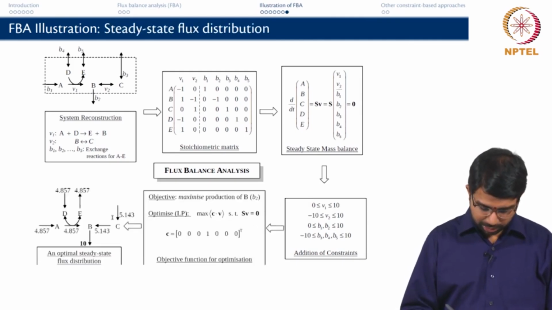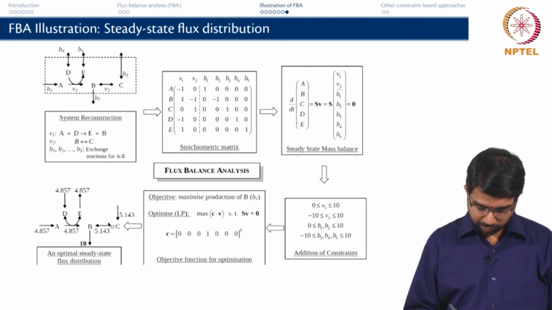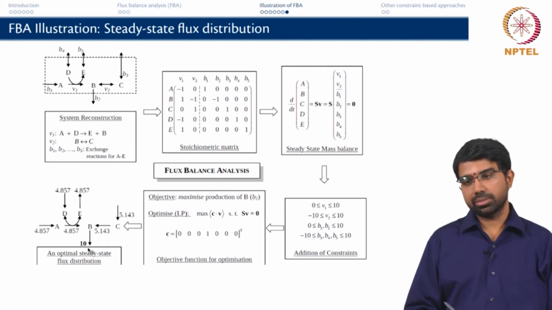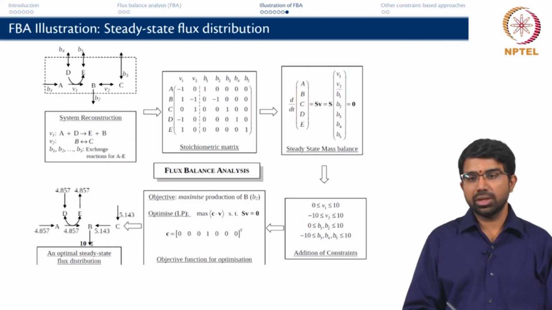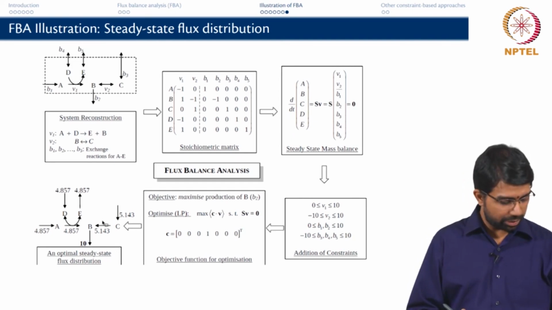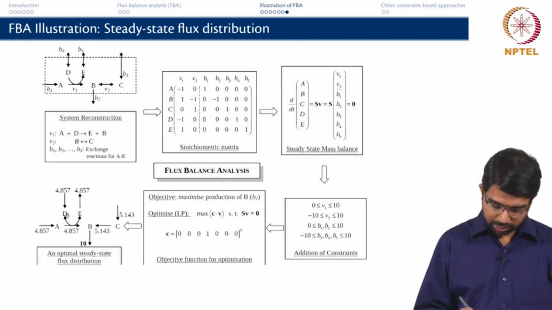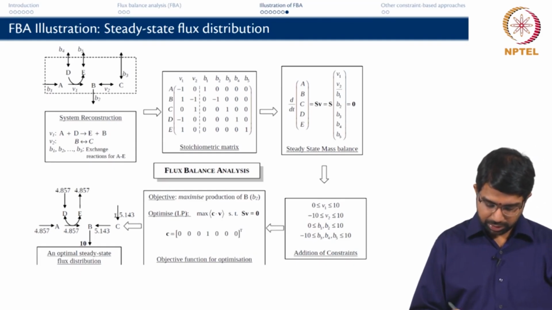So one possible solution set is this. You have 4.857 of A coming in, 4.8 of A coming in, 5.143 of B coming in, giving 10. But this is just one arbitrary solution; there are many equivalent solutions you might be able to come up with. You could just have 0, 0, 0, 0, 10, 10, 10.